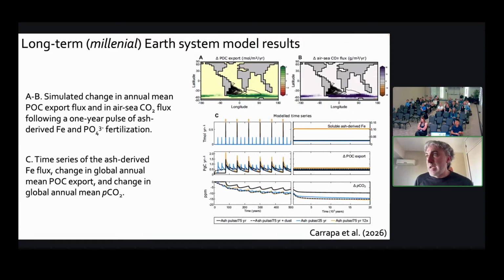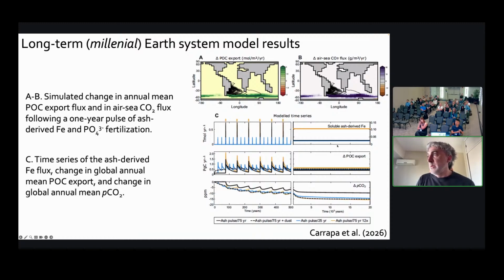And these time series here are showing the first 500 years of the CG1 simulations. These are the panels on the left, and the results from 500 years to 20,000 years are the panels to the right.